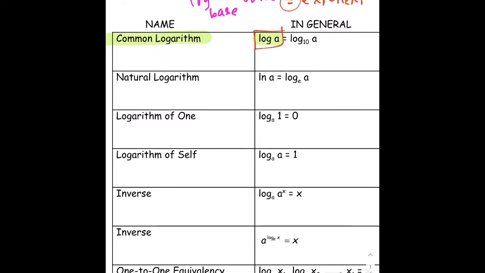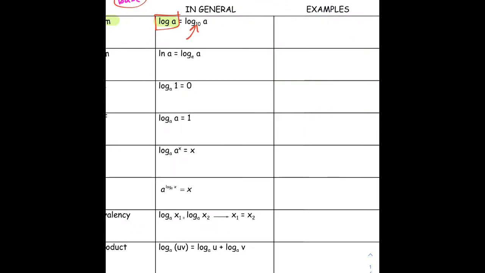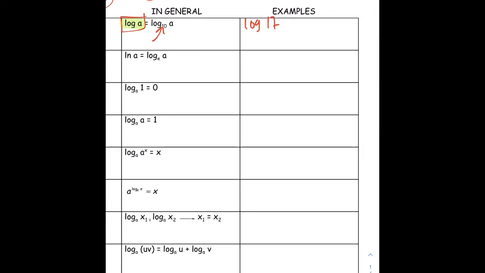So if I see log A, I don't see a number written at the base. You always assume it to be 10. So if I have log 17, that would mean log base 10 of 17, but you probably will not see it written that way anywhere among mathematicians. You'll just see it as log 17.